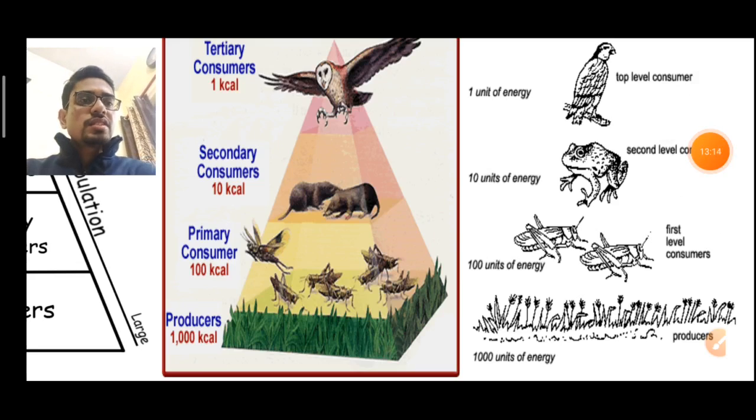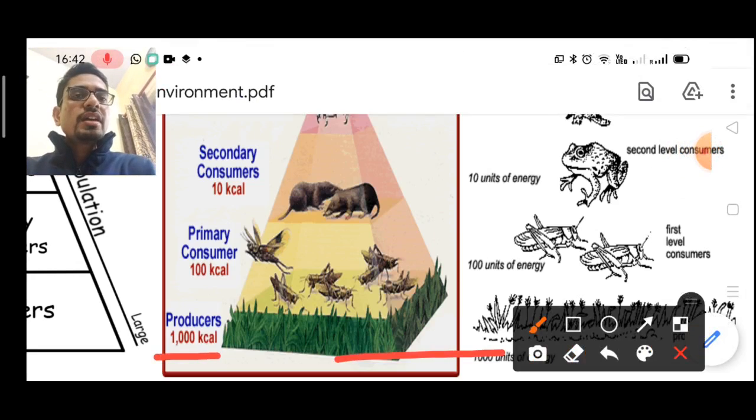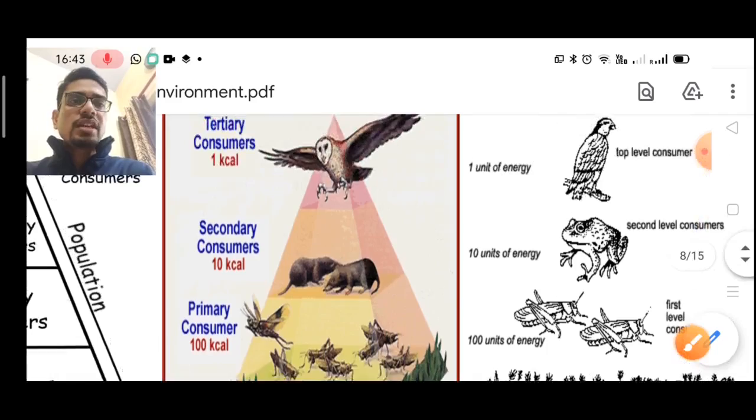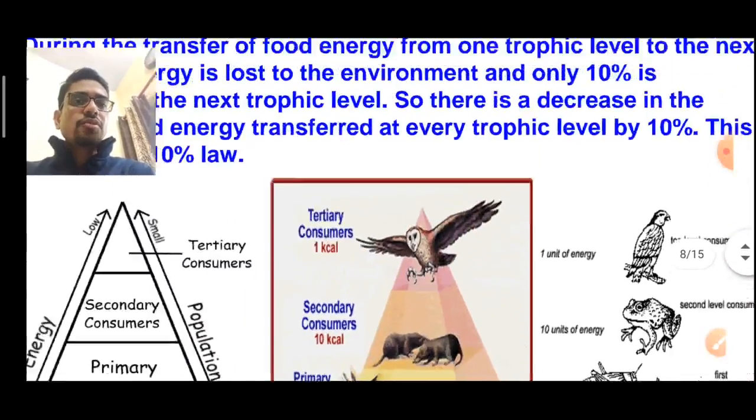You can also see this figure. These are plants. If they have 1000 kilocalories, then primary consumers will get only 100 kilocalories, secondary consumers will get 10 kilocalories, and tertiary only 1 kilocalorie. So that's how you have to remember the 10%.